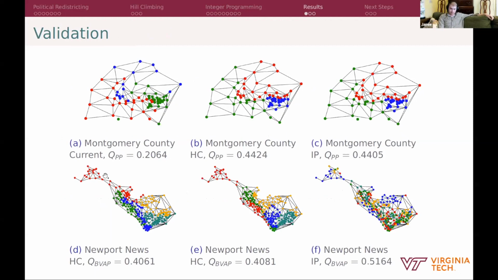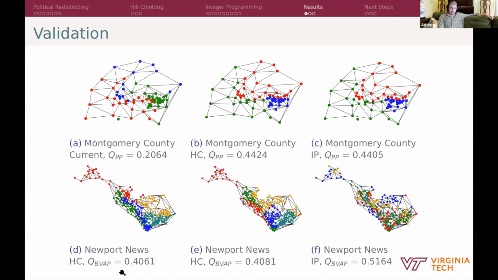So in the case of Montgomery County, which is where Virginia Tech is located, we have the current district map. It's the intersection of 3 different districts. And then we have the hill climbing solution, which is a significant improvement. And it actually managed to find the same solution that the IP found. Notice the numbers are a little different because there's a missing data point here that we never bothered to go back and fix.